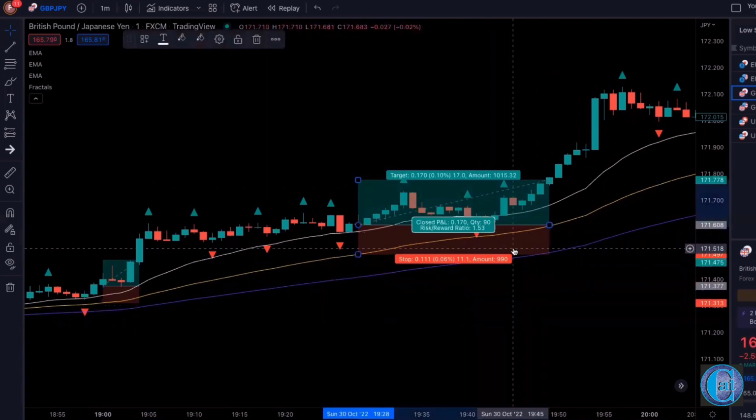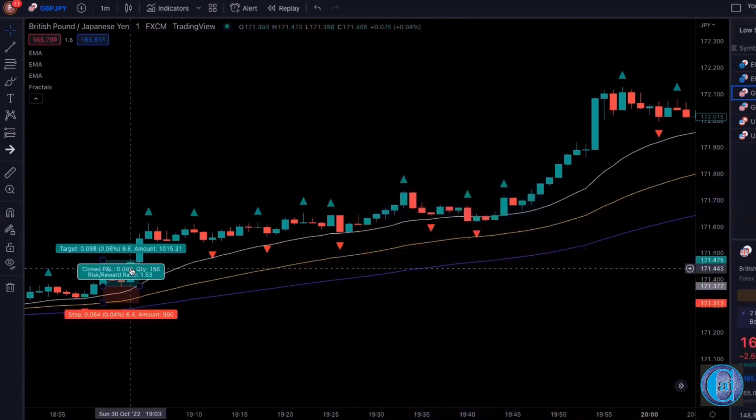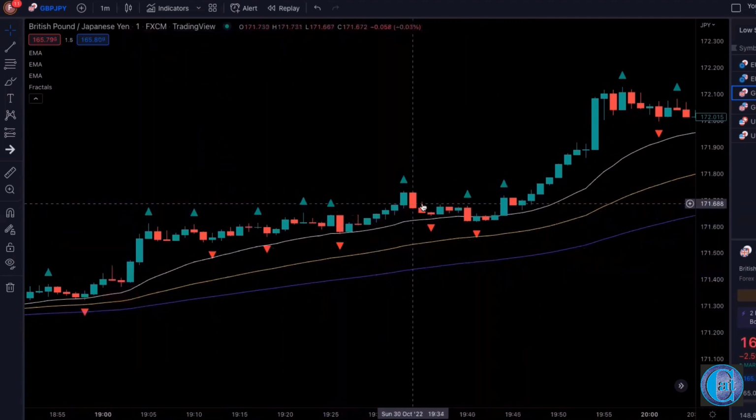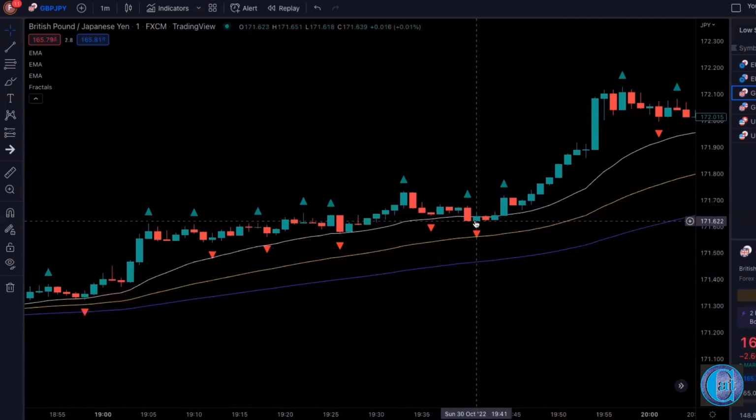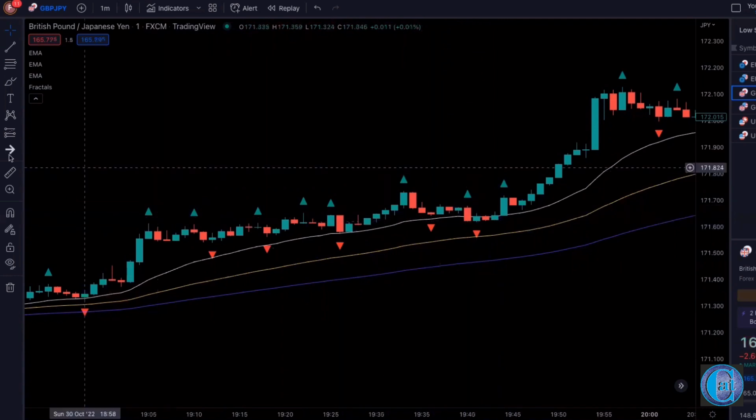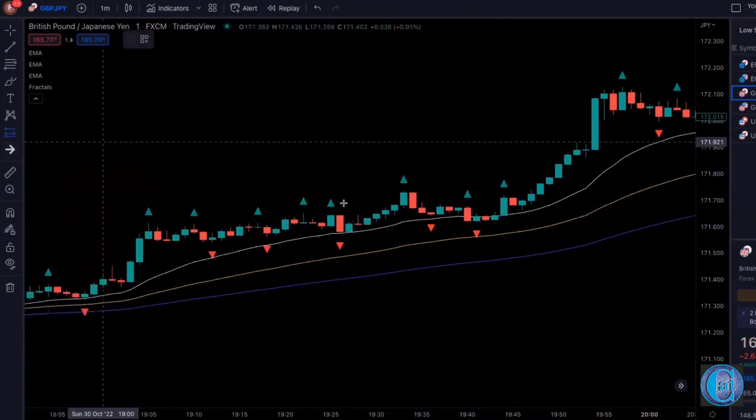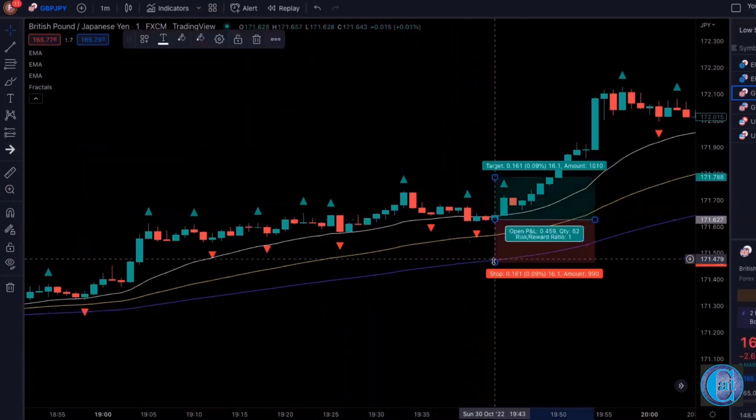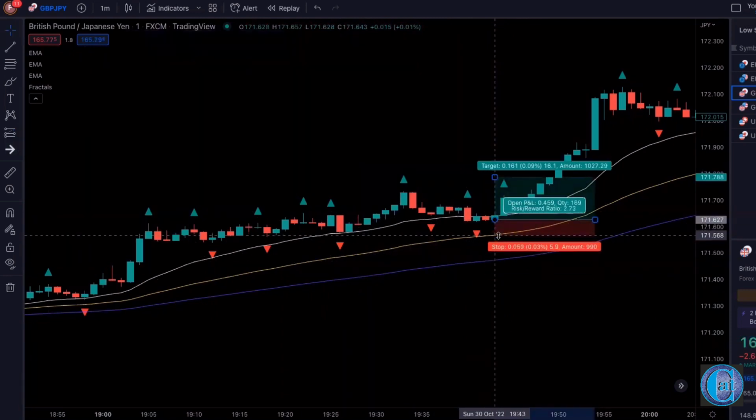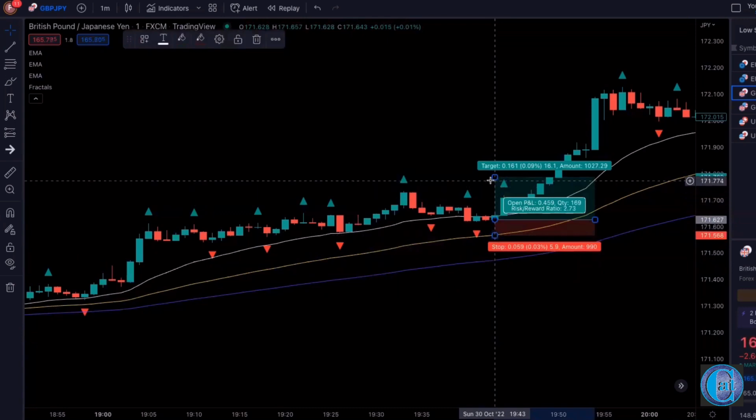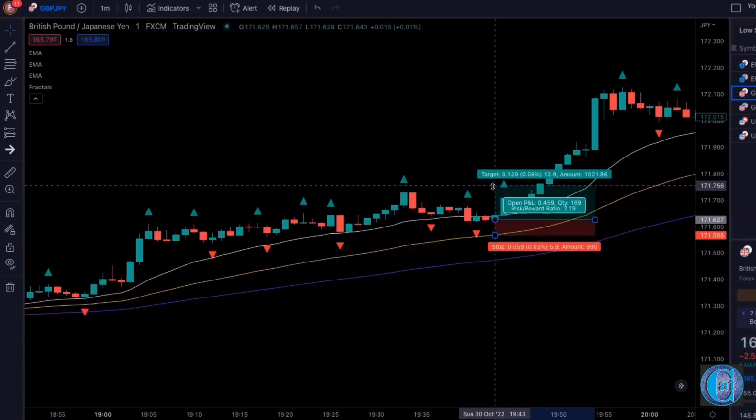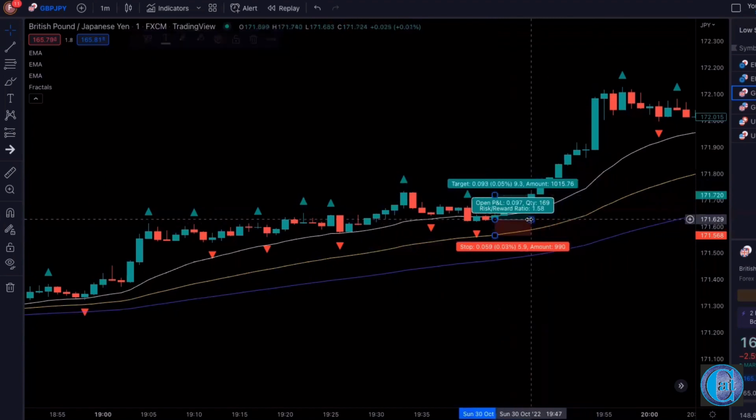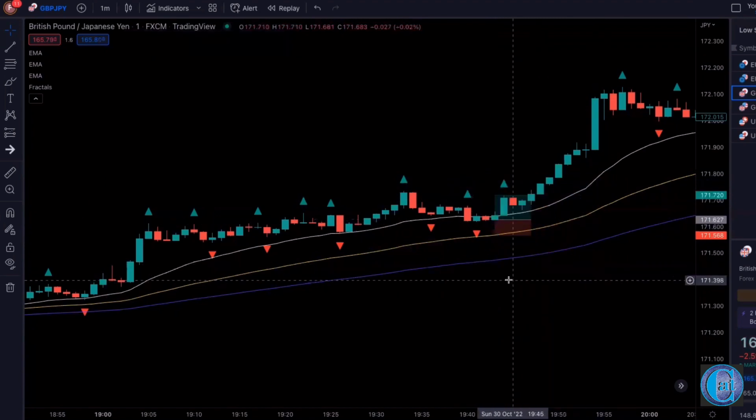And then again, let me delete this so it's a little bit easier for you guys to see. Again, price action goes up, bounces back in, comes in under the 20. Get in right here. Stop loss at the 50, 1 to 1.5. Right? So you guys see what I mean, right?